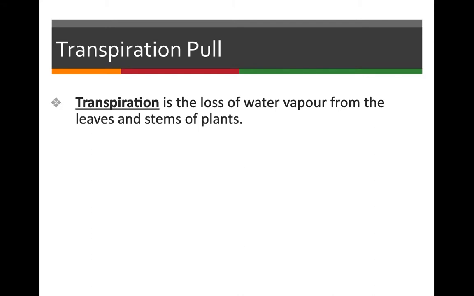So transpiration is the loss of water vapor from the leaves and stems of plants. So basically it's evaporation. So the water is going from a liquid to a gas. And when that evaporation is specifically happening at the leaves or stems of plants, it's called transpiration.